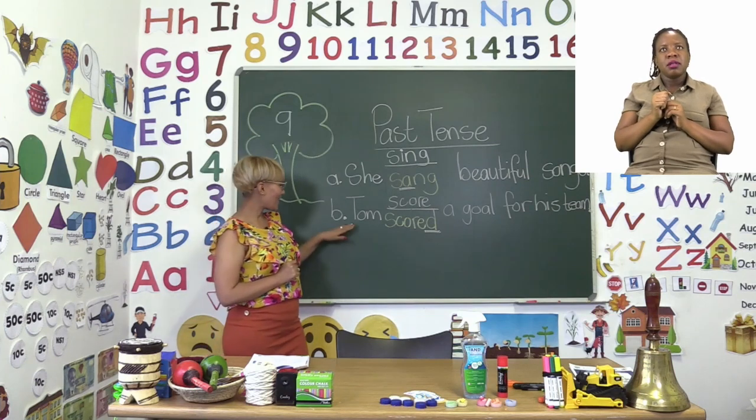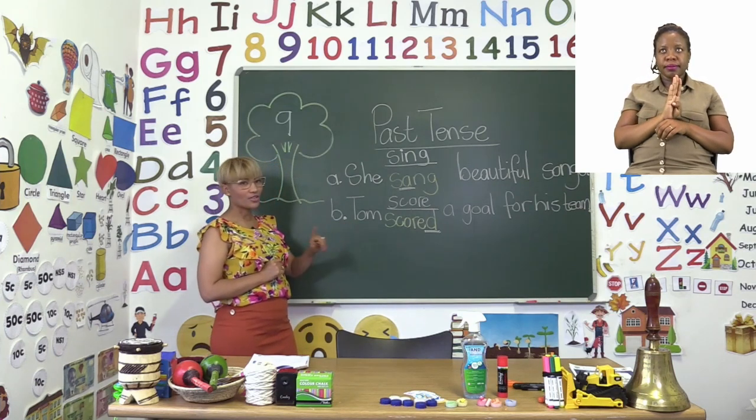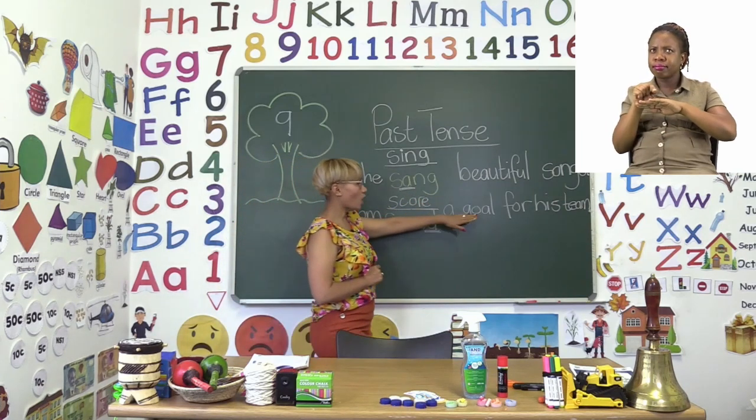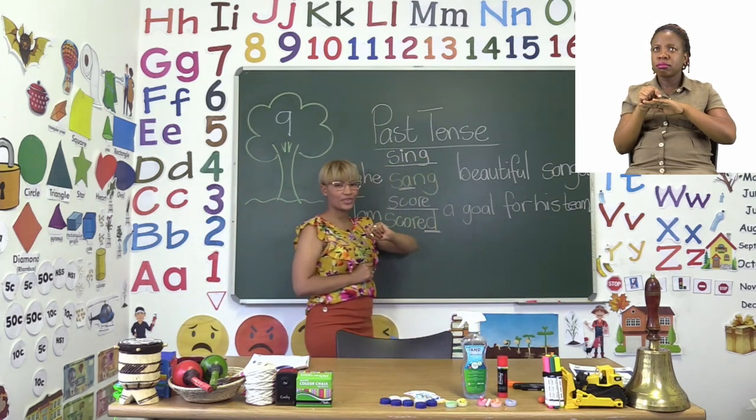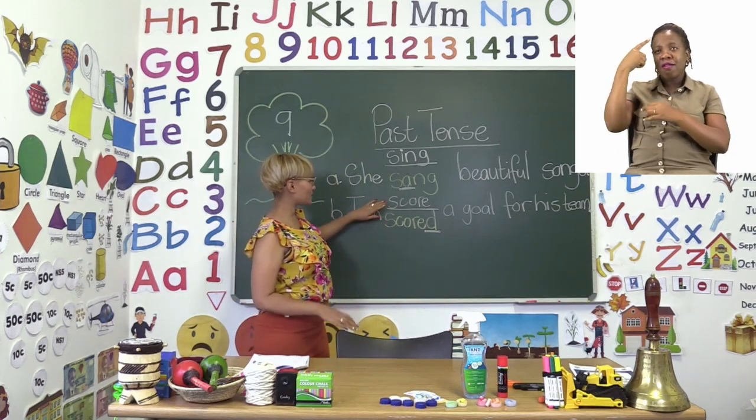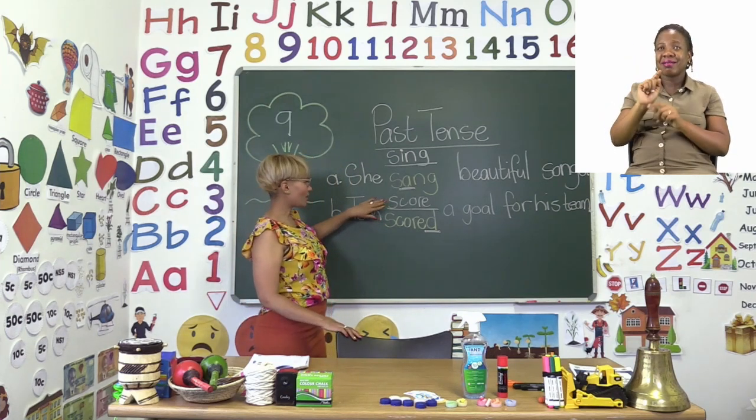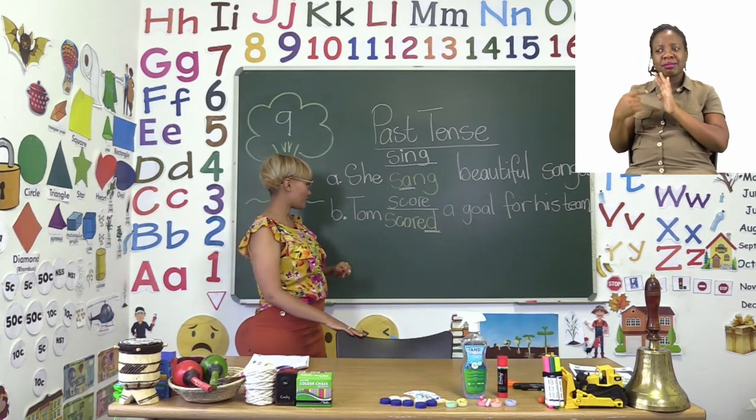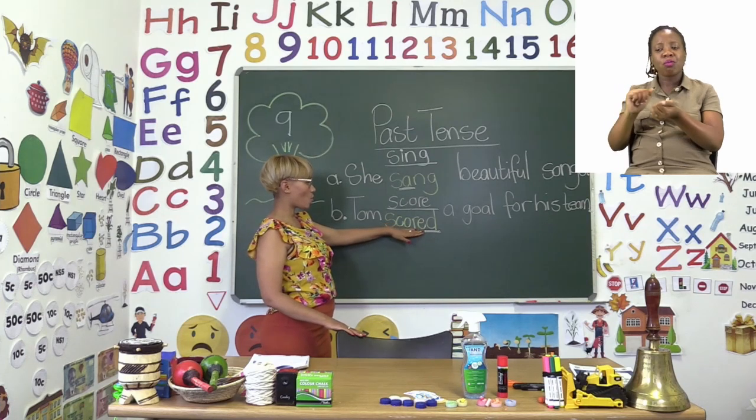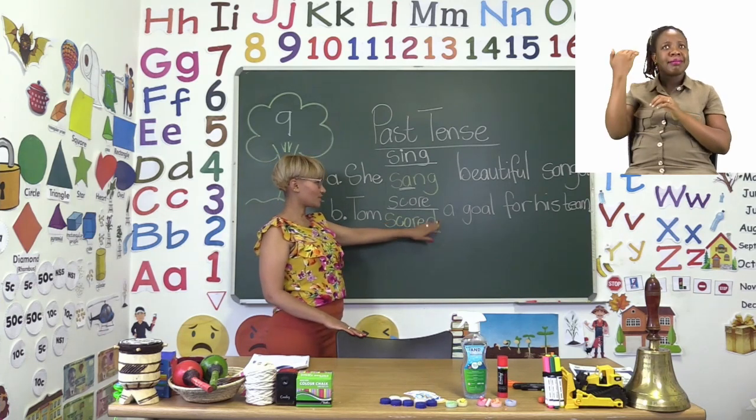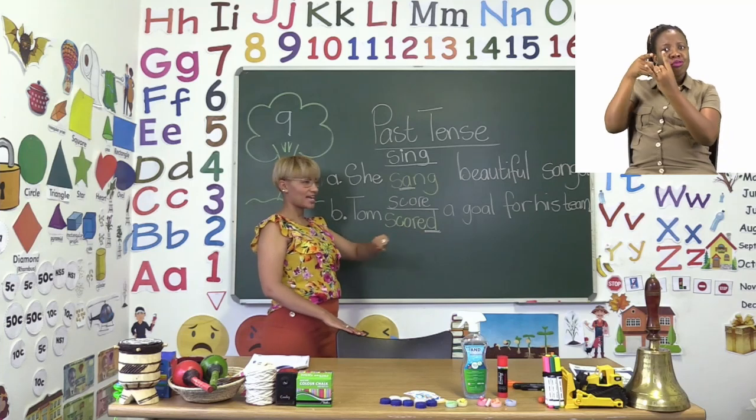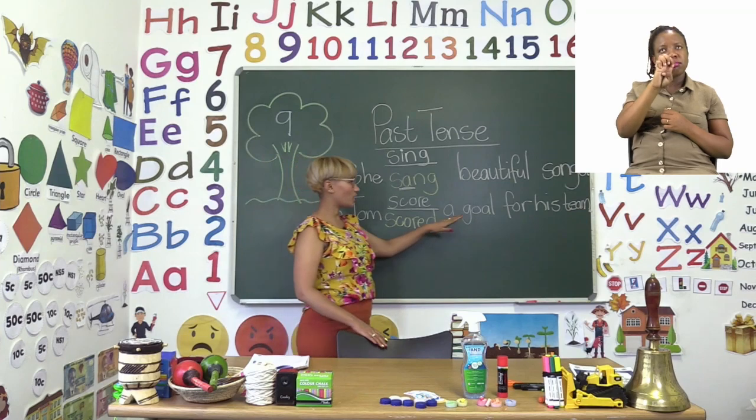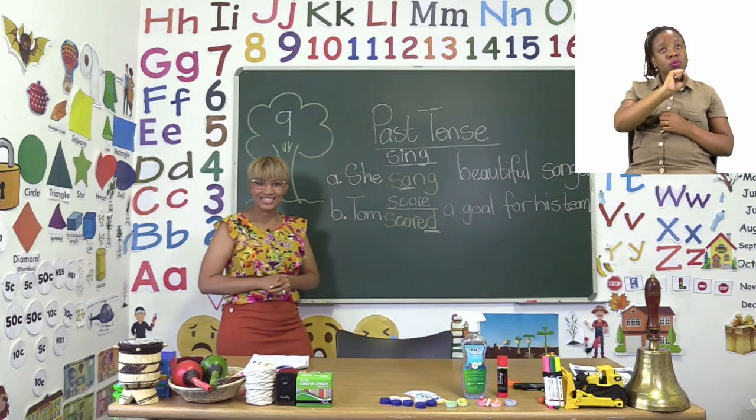Now let's try B together. The sentence reads, Tom, blank space, a goal for his team. And the word in brackets is the word score. Now you have to take the word score and change it to the past tense. So it changes to scored, because here you just add the D at the end of the word. So now your sentence reads, Tom scored a goal for his team.